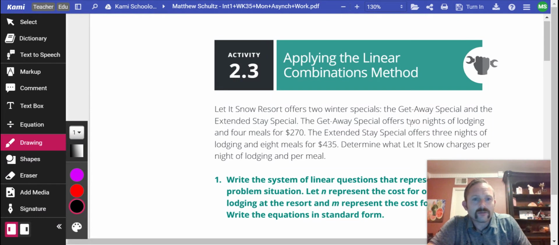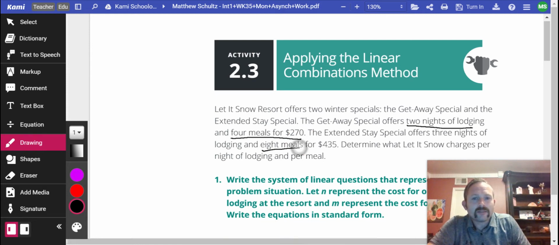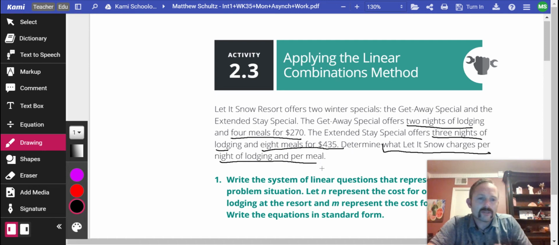Okay, so we know 2 nights and 4 meals, and 8 meals and 3 nights of lodging. And we need to determine what Let It Snow charges per night of lodging and per meal. So basically, you have to solve for each of the variables and then use that to determine what Let It Snow charges for each of their variables.